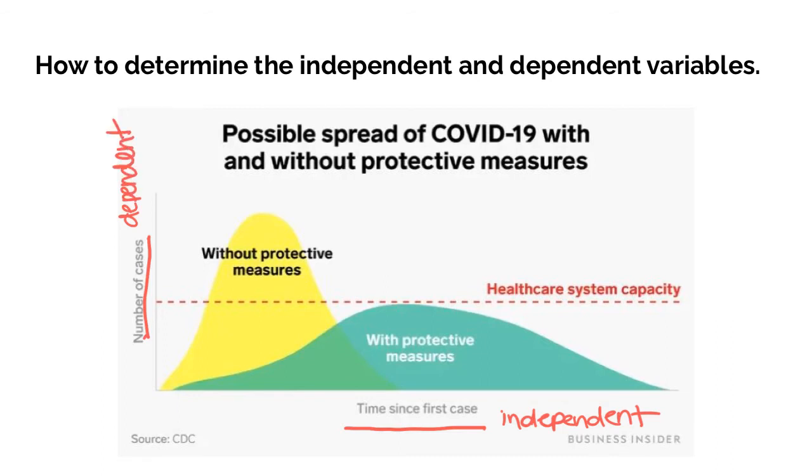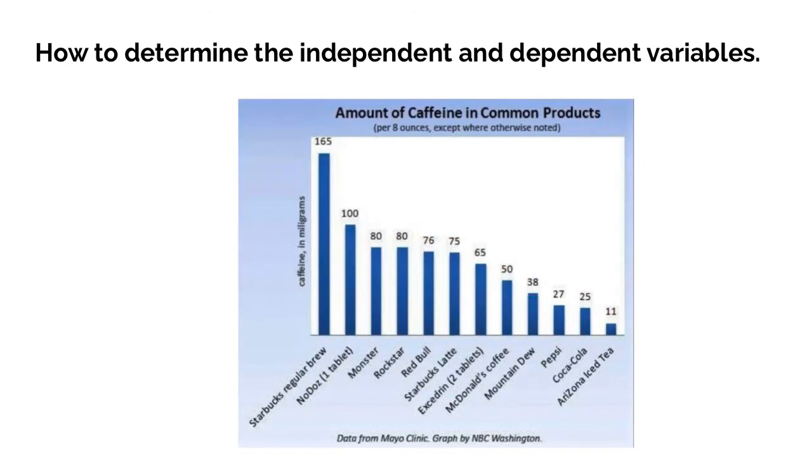Let's look at another example. So here's another example. We need to determine the independent and dependent variables here. So first, I want to look at the x-axis. The x-axis has different drinks or different items that contain caffeine. So we know that this x-axis is the independent variable. And on the y-axis, it tells us how many milligrams of caffeine are in each of those products. So I'm going to write dependent here.